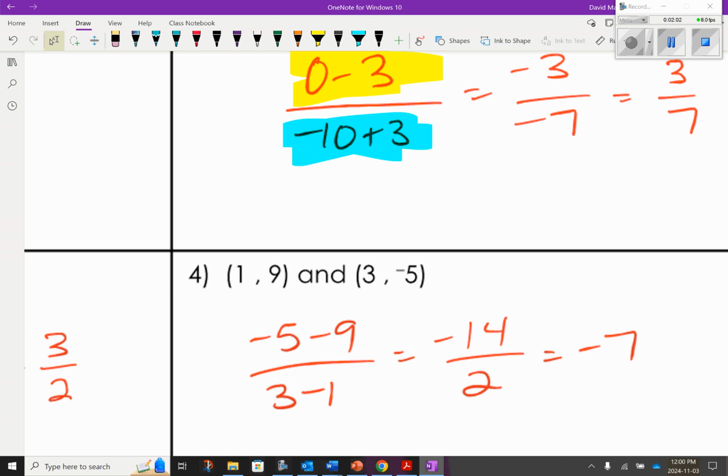For number 4, negative 5 minus 9, that'll give us negative 14. 3 minus 1 is 2. Negative 14 divided by 2 should be negative 7. And again, you're allowed to have a nice whole number.